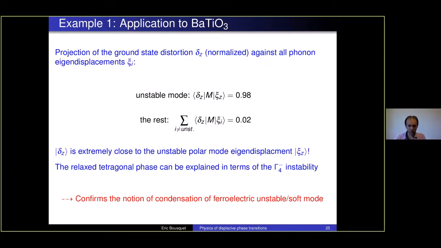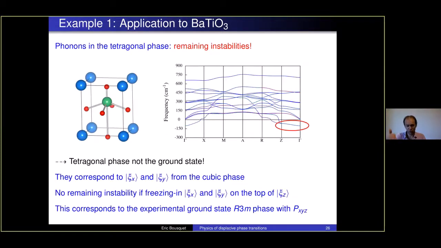Okay, so now let's continue. As I mentioned, we made this tetragonal phase, but we have seen that the ground state of barium titanate is not tetragonal, it's rhombohedral. Now we take the tetragonal phase and we recompute the phonon dispersions.